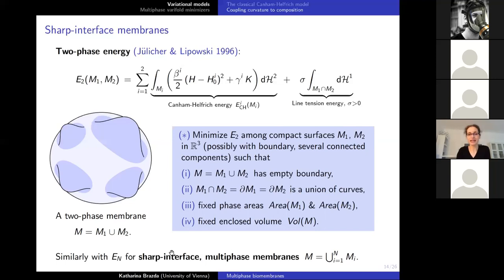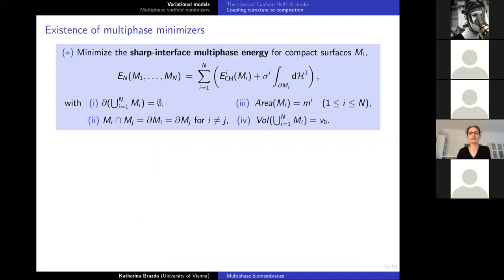And of course, you can also generalize this to more than only two phases. Then it looks like this. You have an energy which depends on n surfaces and consists of the sum of the Canham-Helfrich energy for each individual phase, plus the line tension energy penalization, with the closedness constraint, then the overlap constraint that we only have overlap precisely at the boundary, and area and volume constraints. So this is the problem that I'm interested in.